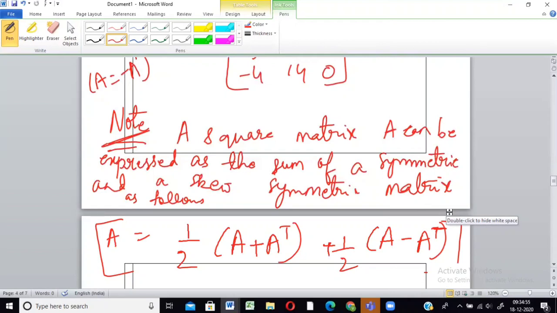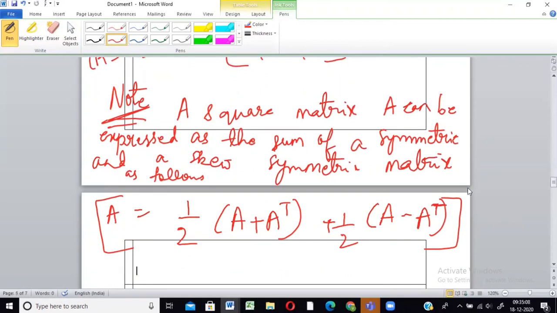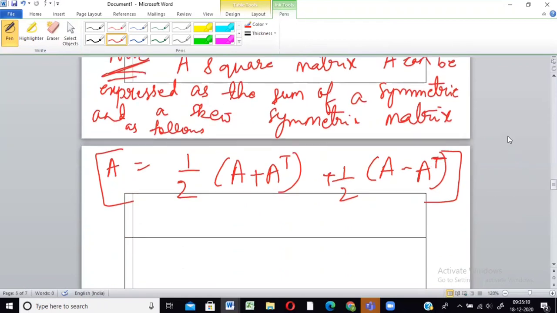Okay. So for example, they can give you a matrix. Suppose there are a few exercises. The question is like this: express each of the following matrices as a sum of a symmetric and skew symmetric matrix. Then what you should do is remember this formula, and according to this formula, you have to express the matrix.